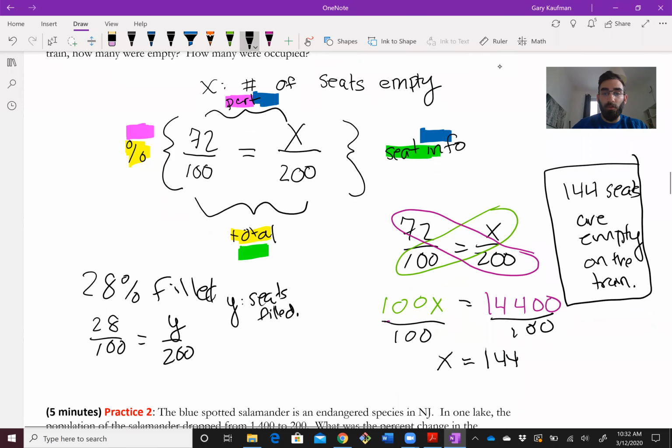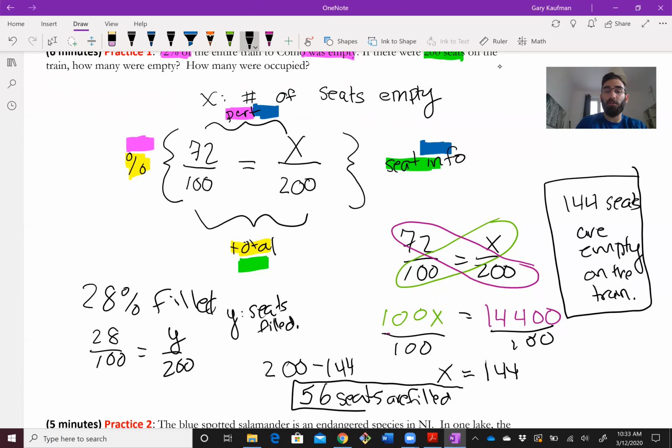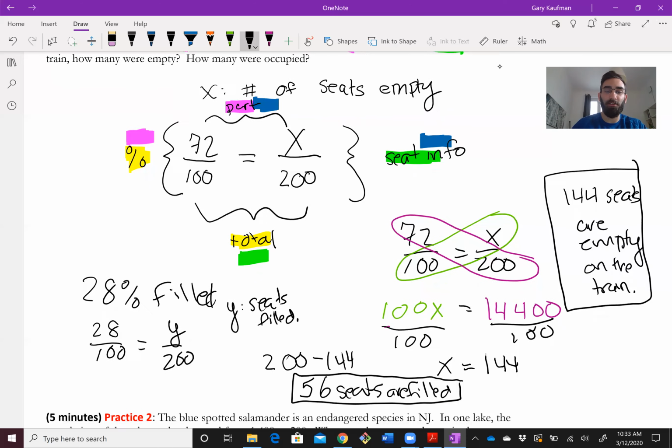Or we already know that 144 are empty. So we could say, okay, 200 total minus 144. And this gives us 56 seats are filled. So there are our two answers. So again, many different ways to go about getting these answers. Let's go on to practice 2.